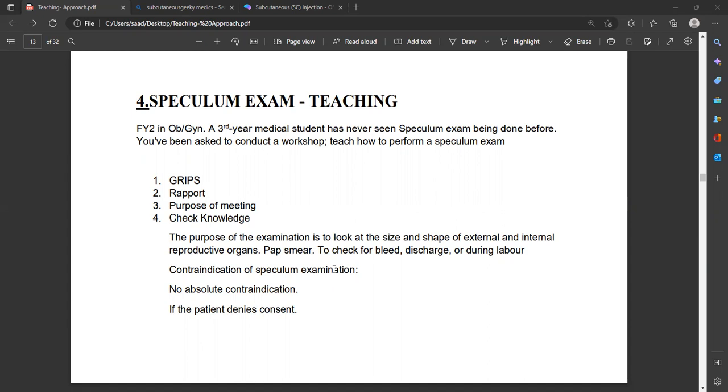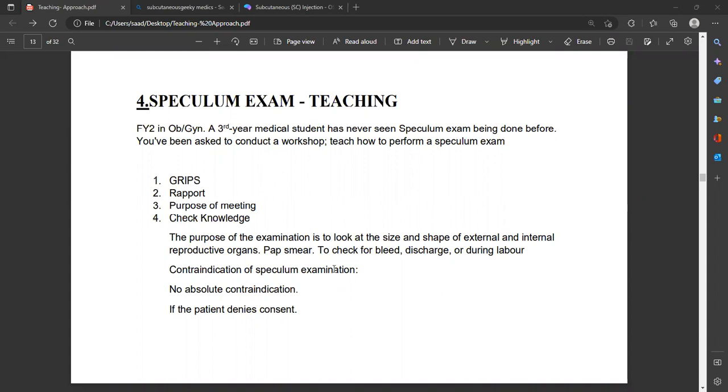Are there any exams coming? And is everyone helpful in this ward? Are you facing any kind of problems? And then purpose of the meeting. I understand that you are here to learn speculum examination. Don't worry, I will teach you each and everything, and then check knowledge. So what do you already know about speculum examination?